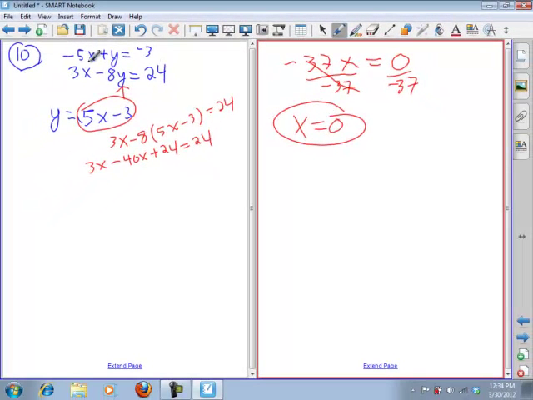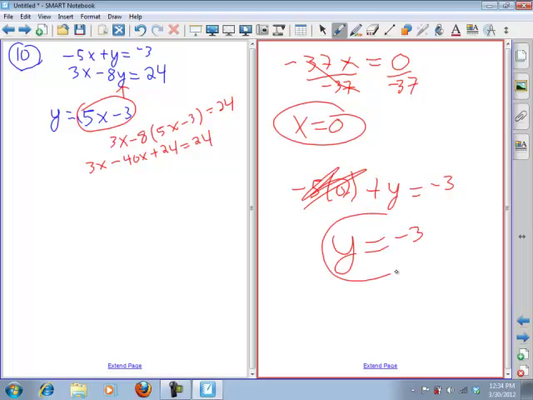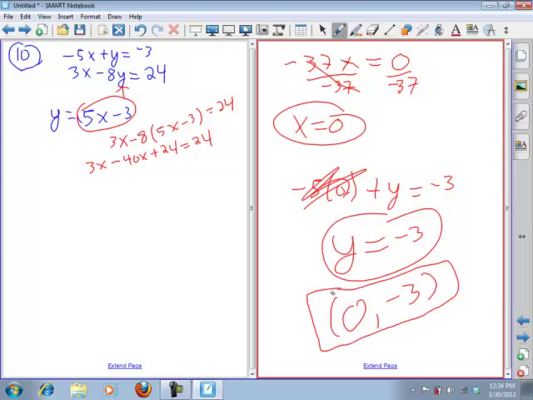So we know our x is 0, so now we take either equation and substitute x equal to 0. I think the top equation is the easiest. Negative 5 times 0, plus y equals negative 3. So this is just going to give me 0, so y is equal to negative 3. So 0, comma, negative 3 is the answer.